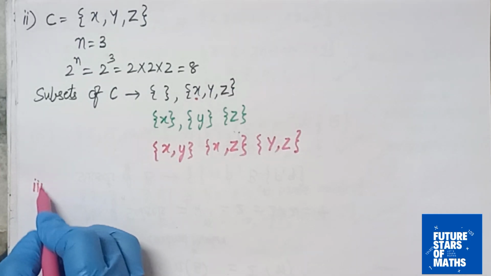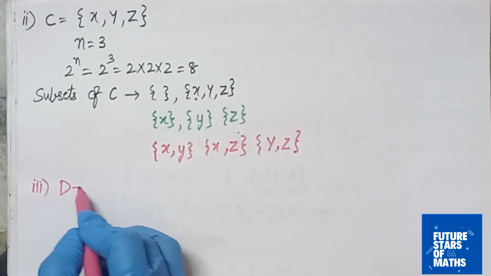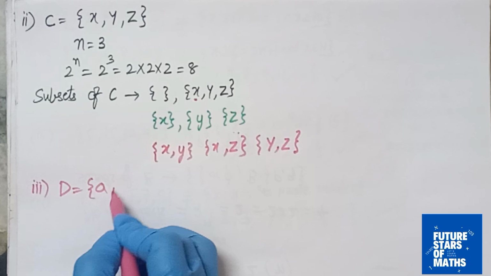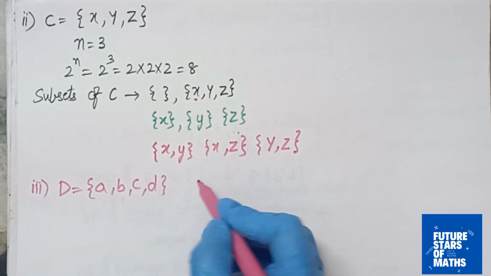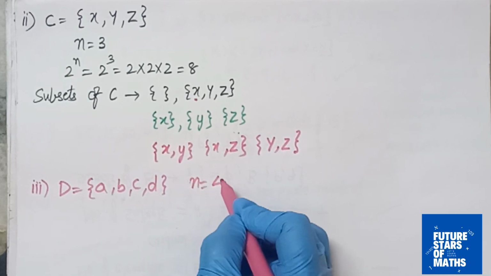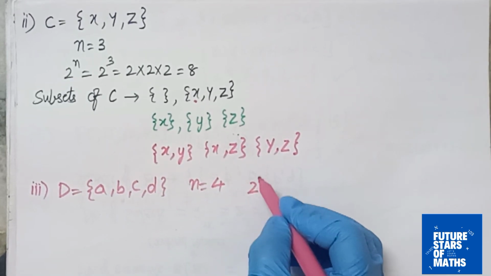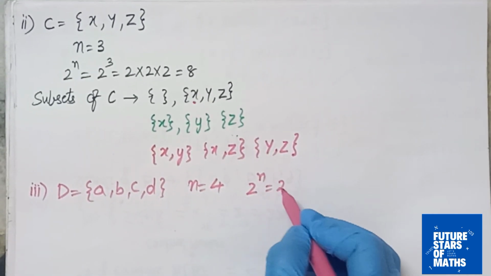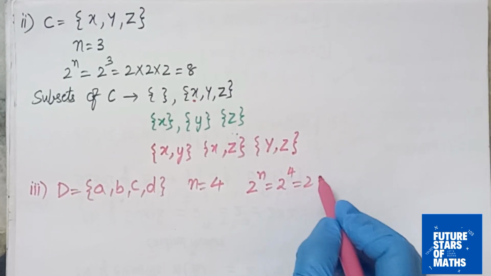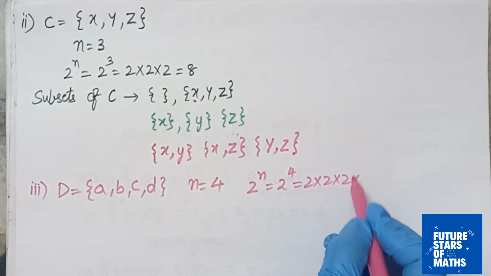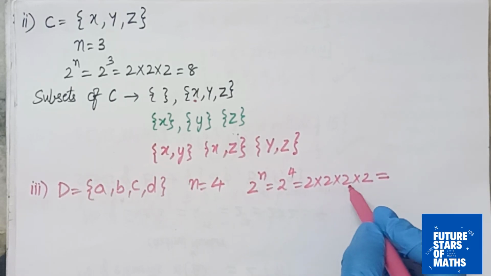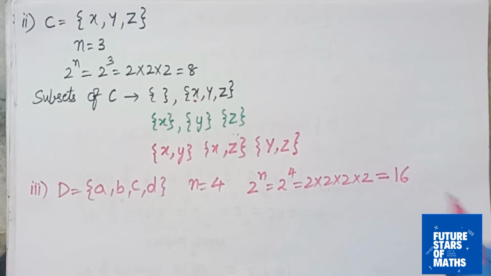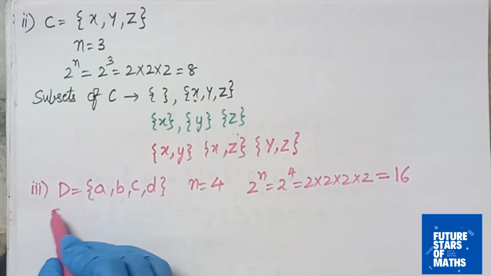See, the third one is D equal to {A, B, C, D}. So here how many elements are there? 4. So how many subsets are we going to get? 2 power n, that is 2 power 4. So 2 into 2 into 2 into 2. So total how many? 2 2s are 4, 4 2s are 8, 8 2s are 16 subsets we are going to get here.